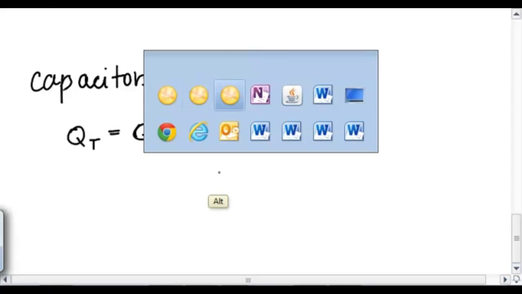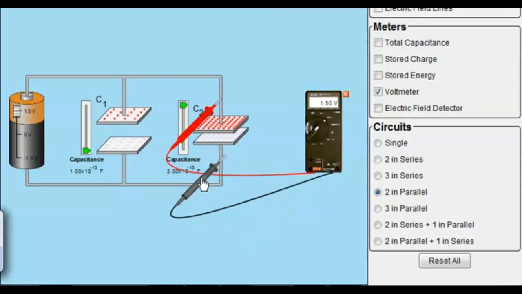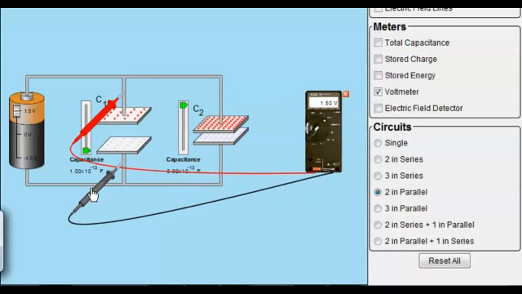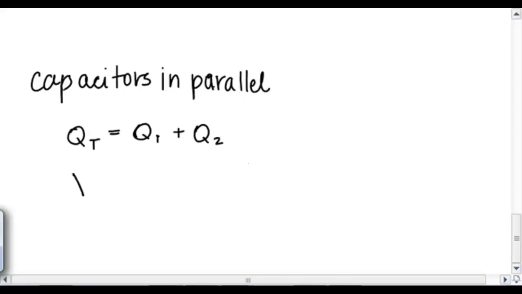Let's look at the voltage. All right, so 2 different capacitors, same battery. I'm going to grab my voltmeter, wire it in parallel. It says 1.5. All right? And my battery is 1.5 too. So what can we say is a rule about voltage across parallel capacitors? They're the same. So that means that V total, the total voltage across that branch, is equal to the voltage across one of them, which is the voltage across the second one.